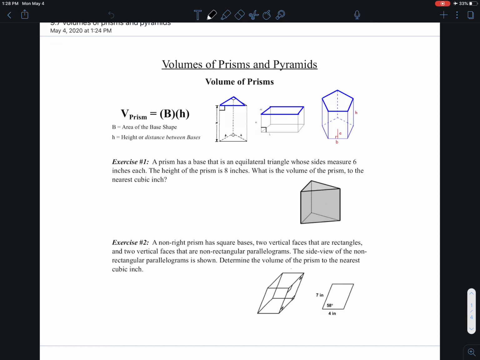Hi everyone, welcome back. Today we're going to be working on 9.7, which is going to be volumes of prisms and pyramids. So let's get right into this. We talked about prisms already.